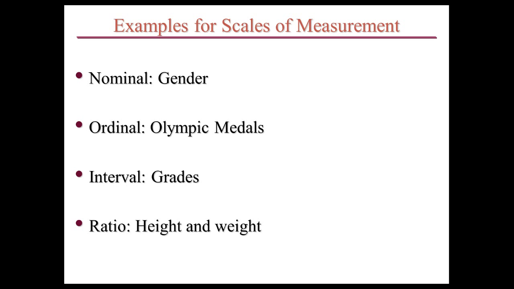Height and weight are ratio values because they have a true zero, or an absolute zero. The zero that means something. Trying to think of another one. Like if you measure temperature on a Kelvin scale, that also has an absolute zero. Okay.